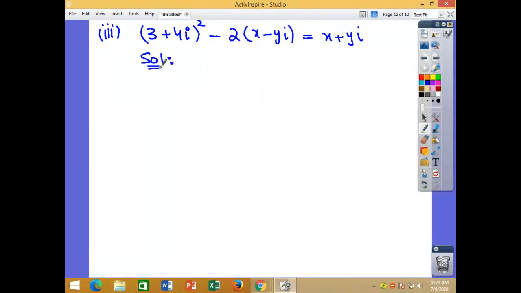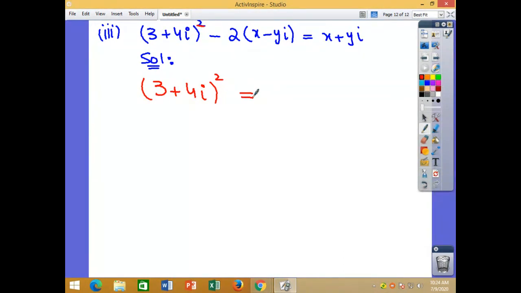In this question we see that (3 + 4i)² − (2x − yi) = x + yi. The first complex number contains a square, and the second complex number is subtracted from the first complex number, which is equal to x + yi. We write (3 + 4i)² as it is, equal to.